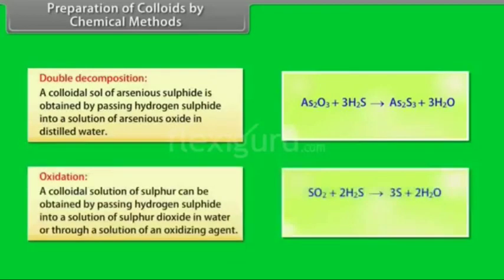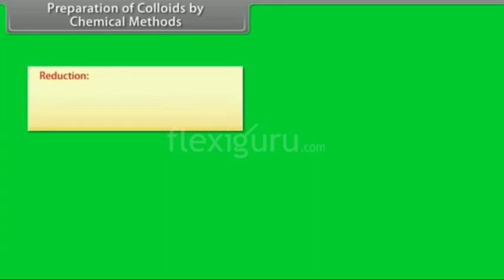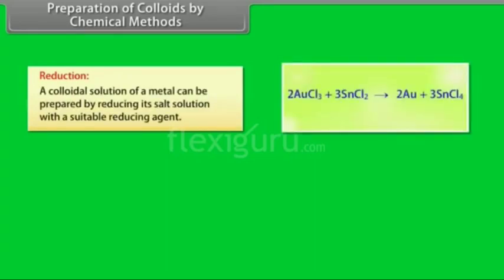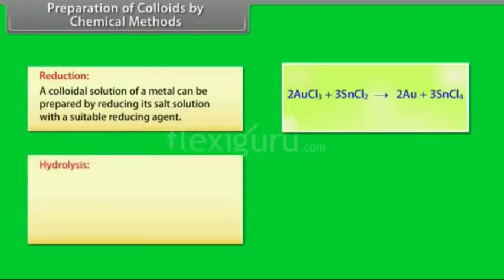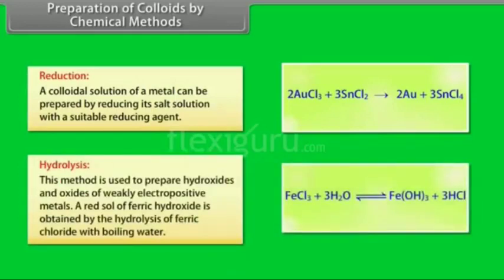Oxidation. A colloidal solution of sulfur can be obtained by passing hydrogen sulfide into a solution of sulfur dioxide in water or through a solution of an oxidizing agent. Reduction. A colloidal solution of a metal can be prepared by reducing its salt solution with a suitable reducing agent. Hydrolysis. This method is used to prepare hydroxides and oxides of weakly electropositive metals. A red sol of ferric hydroxide is obtained by the hydrolysis of ferric chloride with boiling water.